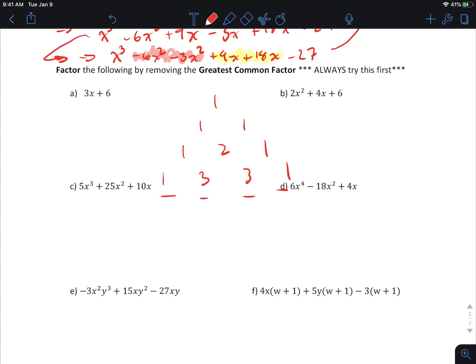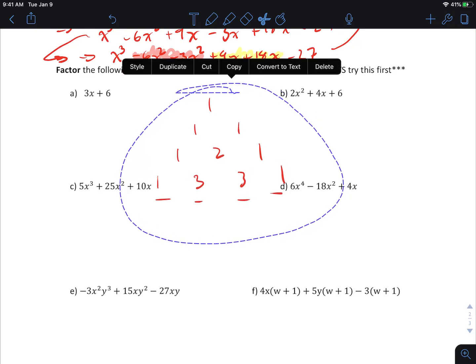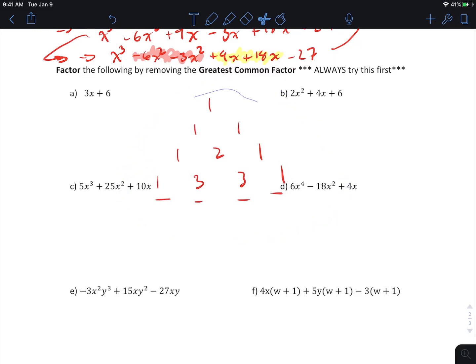Okay. Are we okay? That's expansion, and you'll have lots of practice. There's lots of practice on the sheet here.